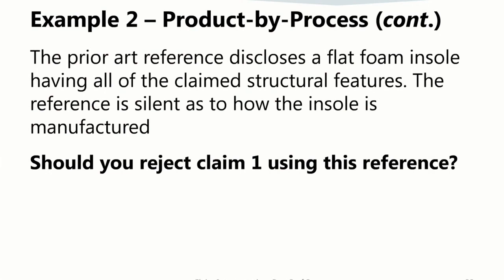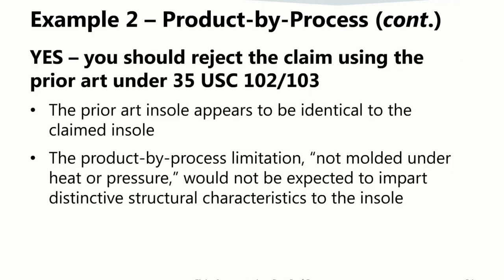Can the claim be rejected under 35 U.S.C. Section 102 or Section 103 using the prior art reference? Yes, you should reject the claim using the prior art reference. The not molded under heat or pressure limitation does not impart any structural features to the insole.